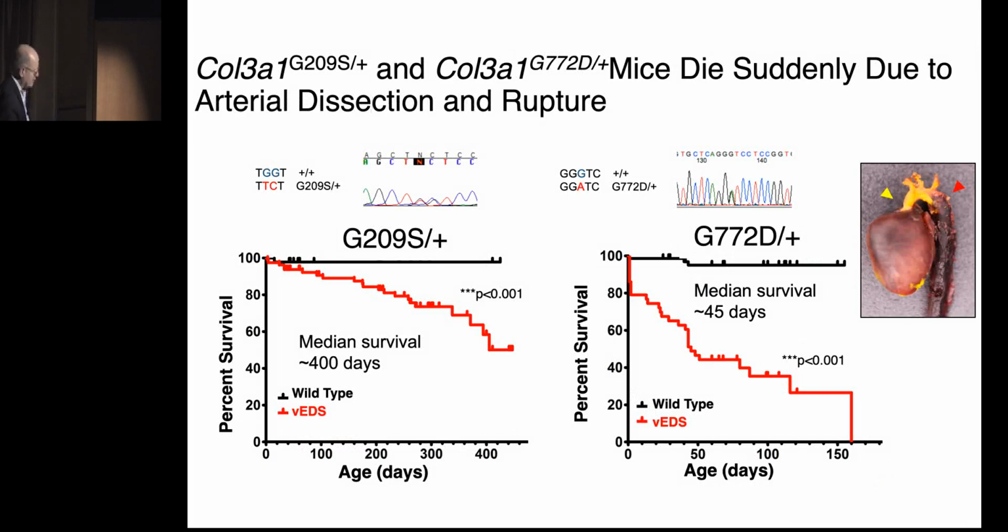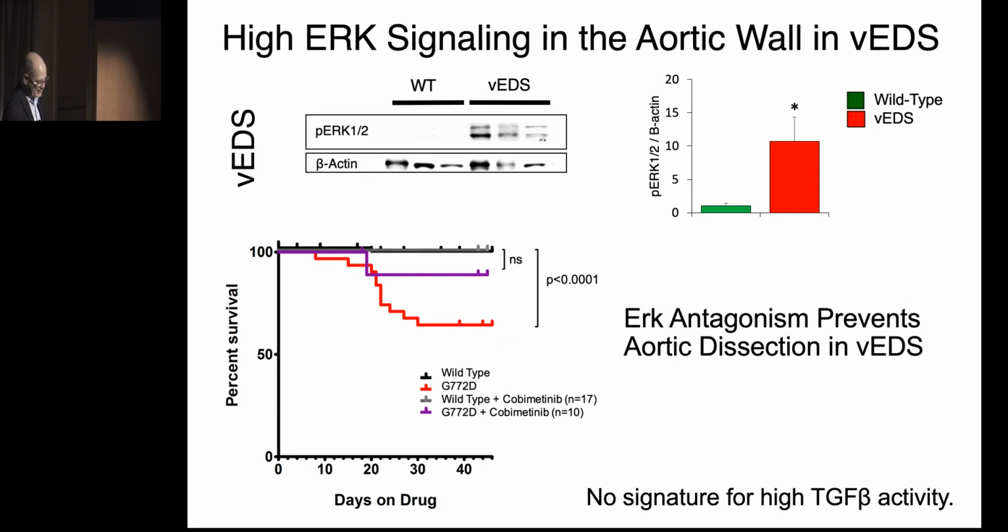So we went on to make knock-in mouse models of vascular Ehlers-Danlos syndrome. Both of them have glycine substitutions in the collagenous domain of type 3 collagen. As you know, glycine at every third position in the collagenous domain is needed for the proper formation of the triple helix of fibrillar collagen. Both of these mouse lines show significant spontaneous death due to vascular dissection, here shown with a descending aortic dissection. Every mouse that has died has had documented hemothorax, showing that it indeed died from aortic dissection.